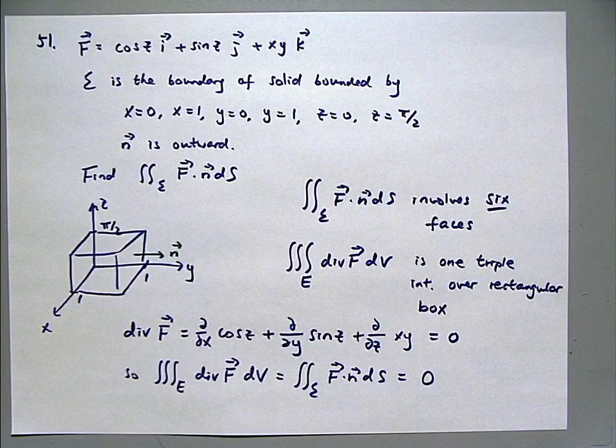RU and RV are not hard to find. And crossing them, usually you can't tell which order you want to cross. You just cross them and then make sure it's pointing in the right direction. If you do RU cross RV, we should end up getting minus 2U, minus 2V, and 1. And a positive Z means it's upward. So that's good. We got the right direction here.